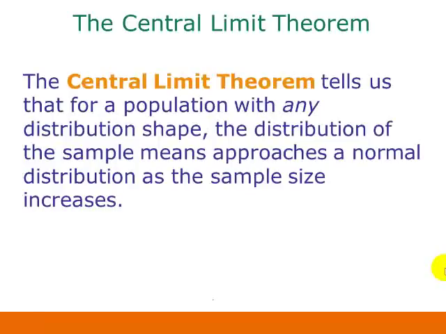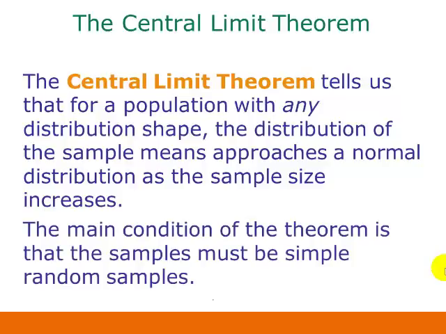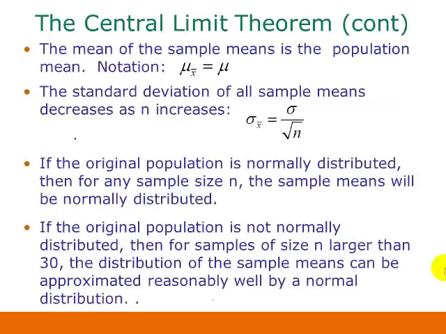So the central limit theorem tells us that for a population with any distribution shape, the distribution of the sample means approaches a normal distribution as the sample size increases. The main condition of this theorem is that the samples have to be simple random samples. So here's some points from the central limit theorem.